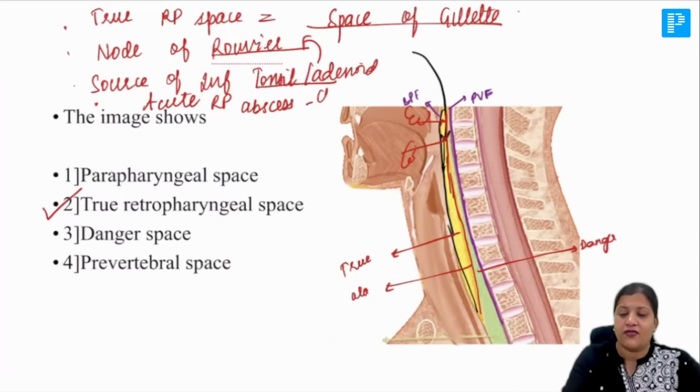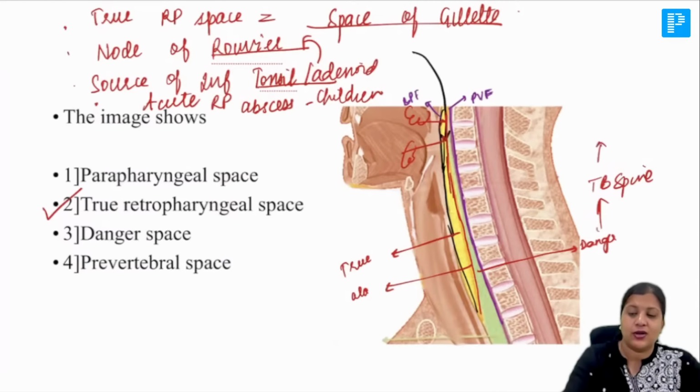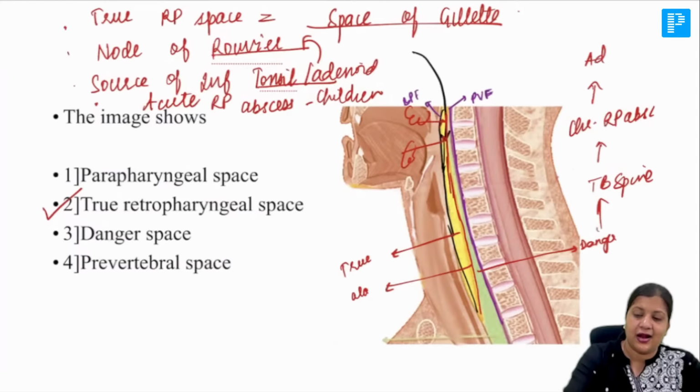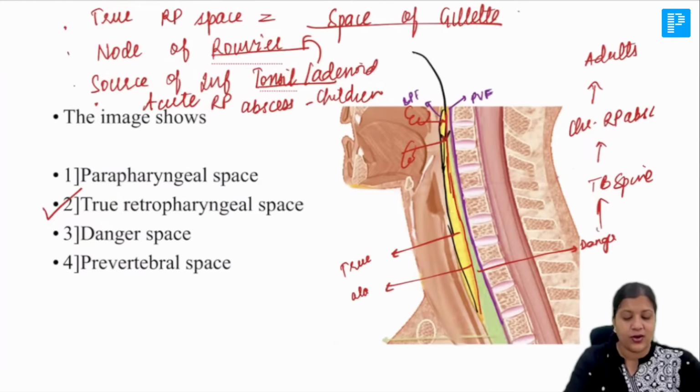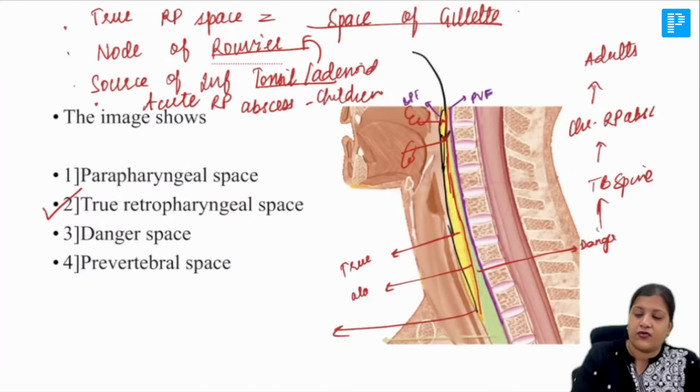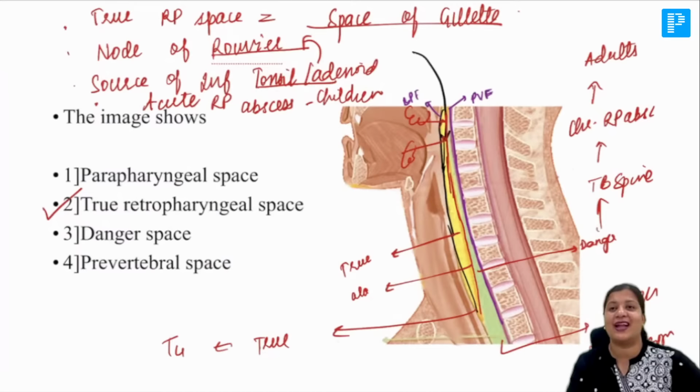What is the source of infection in danger space? Danger space, the source of infection is tuberculosis of spine, and this will cause a chronic retropharyngeal abscess, which is commonly seen in adults, right? And last one question, where does the true retropharyngeal space end? It ends at the 4th thoracic vertebra. And where does the danger space end? The danger space ends at the level of diaphragm. Done. So that's about your retropharyngeal space and retropharyngeal abscesses. So I hope all of you have got this.